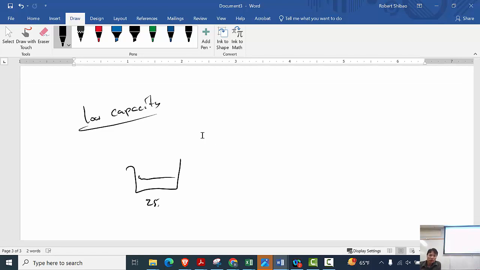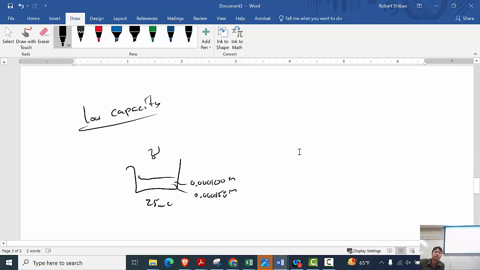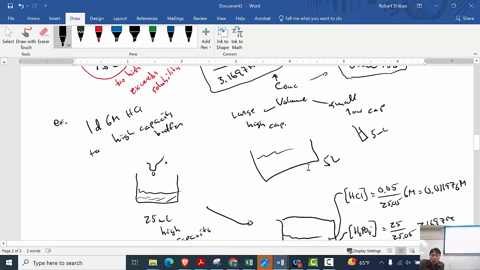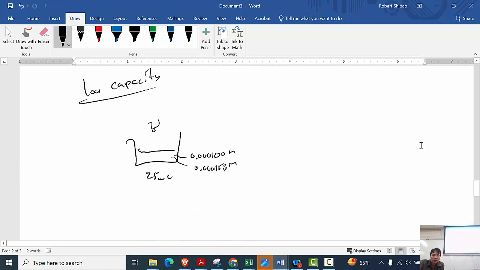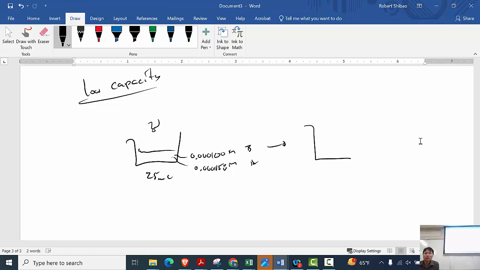We'll start off with the same amount, 25 milliliters of this, and then we're going to add 1 drop. The initial concentrations of this were 0.00100 molar and 0.000158 molar. I think that was it. We'll just go with those. 0.00100 and 0.00158. Okay, this was the base. This is the acid. Okay, then I'm going to go up to 25.05 milliliters.